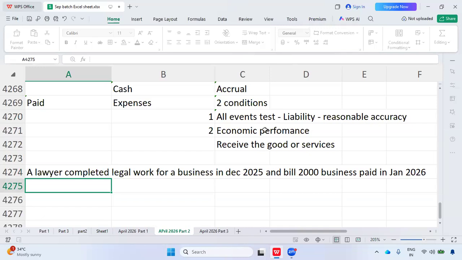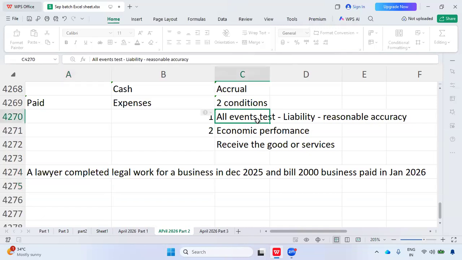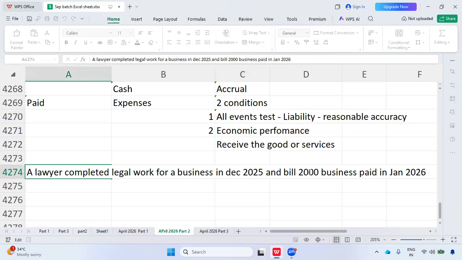Let's talk about the first condition, the all events test. Can we determine the liability here? Do we know the amount which we are supposed to pay? $2,000, right? So this is the amount. Is it reasonable accuracy? Yes. This is the amount we already determined. If we know the amount and can determine it with reasonable accuracy, then we are meeting the all events test.